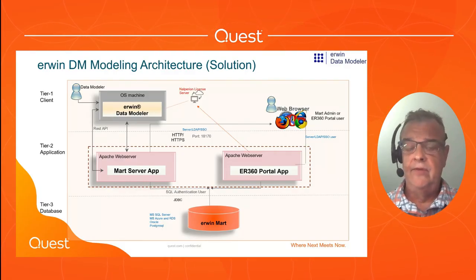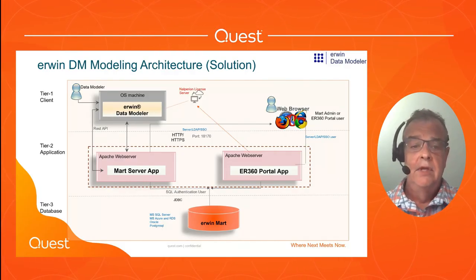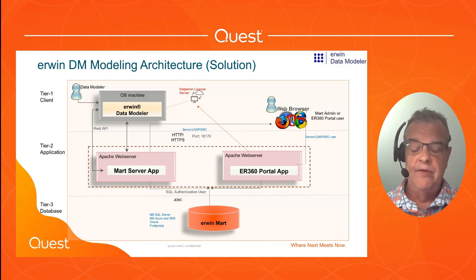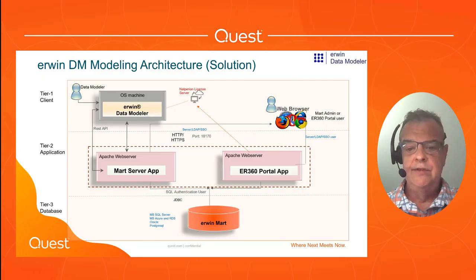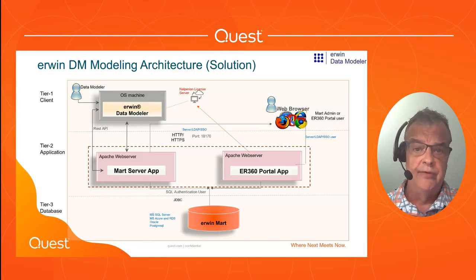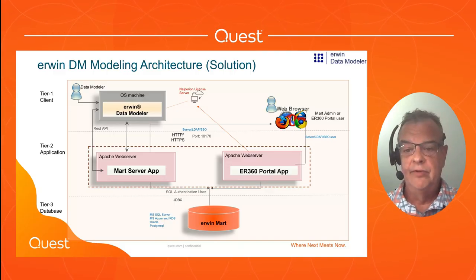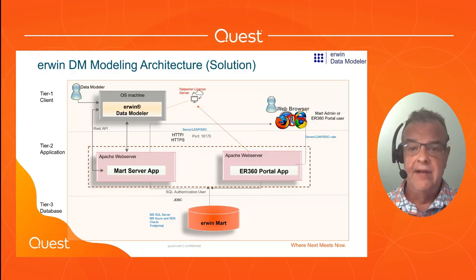So here is a quick view of the architecture. What we've been talking about so far is revolved around the Erwin client, Tier 1. The Workgroup Edition uses the Erwin Mart repository on the back end in order to store these models and version them. And then we can also publish out to ER360 in read-only format. And as I mentioned before, everything will integrate with Active Directory, Entra ID, single sign-on, that sort of stuff.